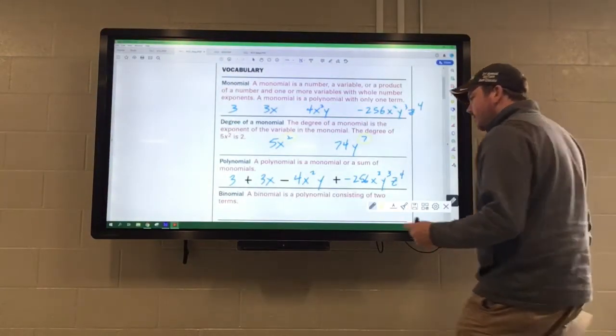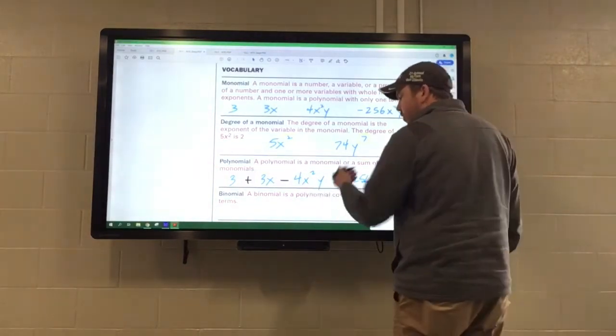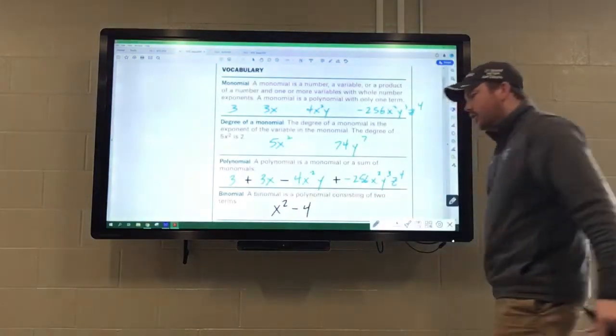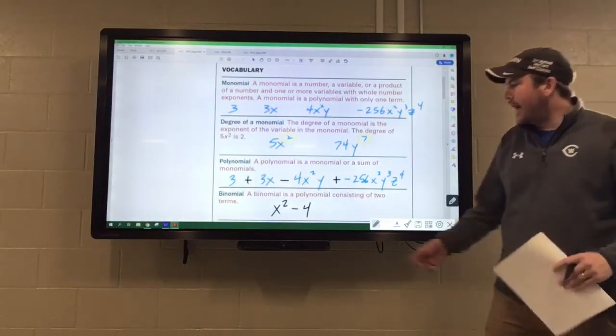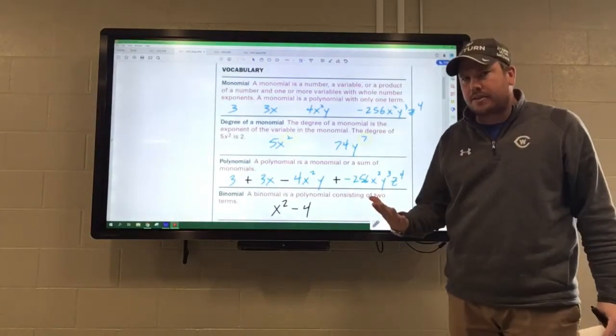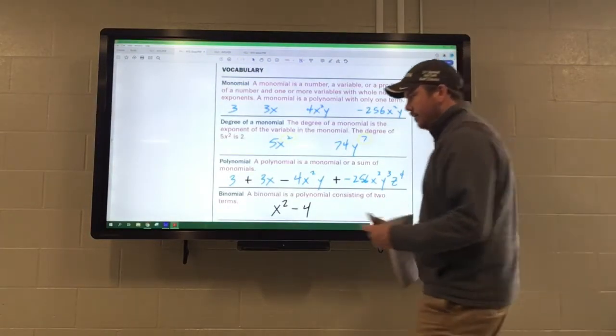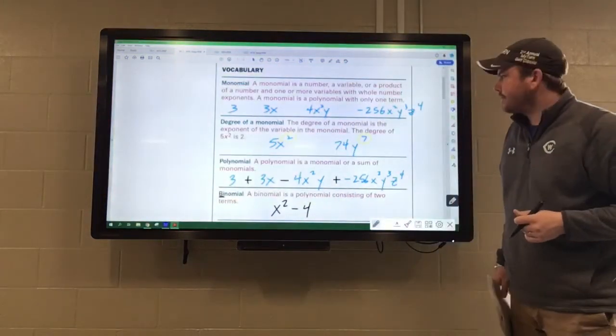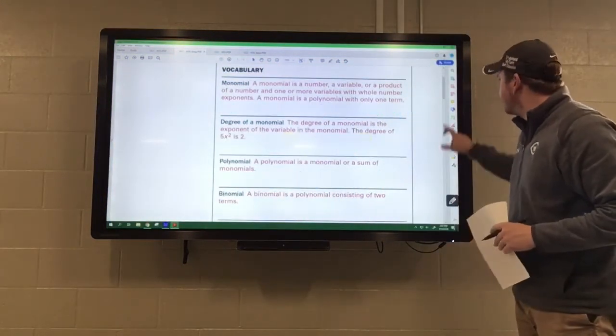A binomial is when you have a polynomial, but there's just two terms. There's a common binomial, okay? So a binomial is when we have two terms. How many wheels are on a bicycle? 2, right? The prefix bi means 2. Let's keep going.